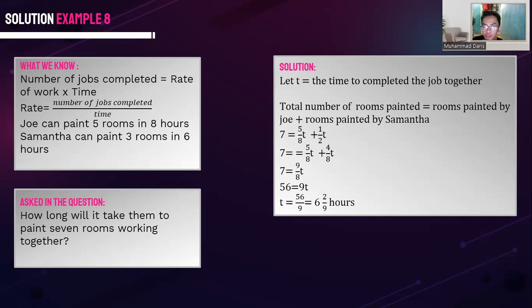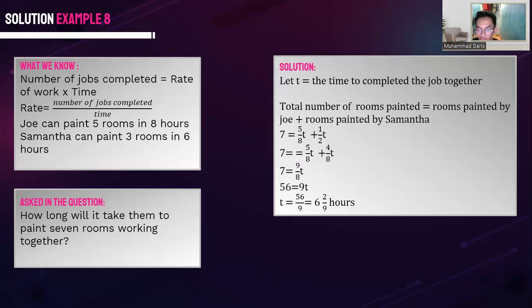And then we can substitute the numbers into this formula. 7 is equal to 5/8 T, plus 1/2 T. 7 is equal to, we can sum using the denominator 8, 5/8 T plus 4/8 T. 7 is equal to 9/8 T. We can multiply both sides by 8. We find 56.